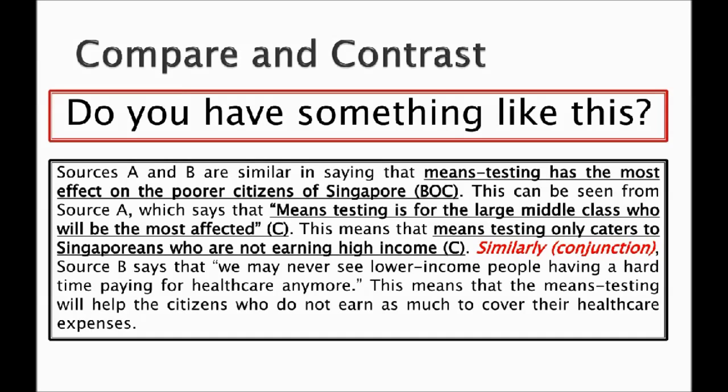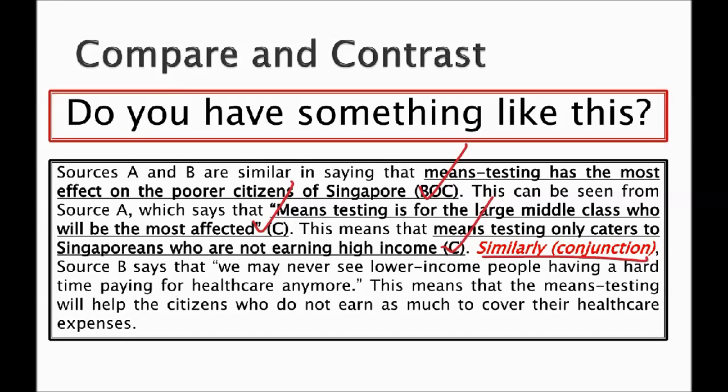Sources A and B are similar in saying that means testing has the most effect on the poorer citizens of Singapore. This can be seen from source A, which says that means testing is for the large middle class who will be the most affected. So you have already here the basis of comparison stated, the clue for A, and the connect for A: means testing only caters to Singaporeans who are not earning high income. Then you give me a conjunction. Okay, do you have the conjunction? Similarly would be a good conjunction in saying that both sources are similar.